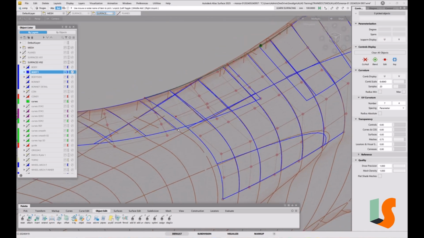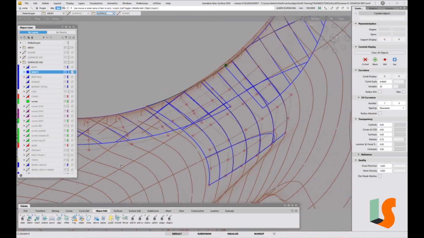Now we've got these features in here which we're going to build as separate surfaces, but here we're building it as one surface, and getting from one to the other is the tricky bit in these sort of areas. So I'm just going to save that.